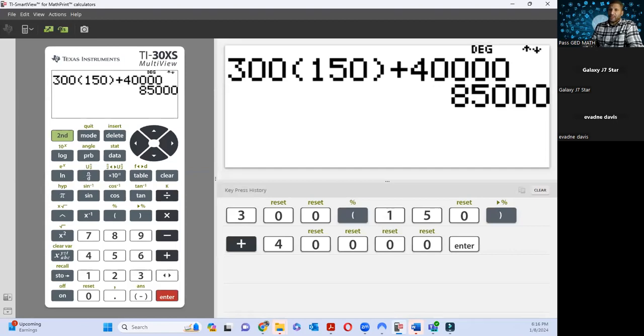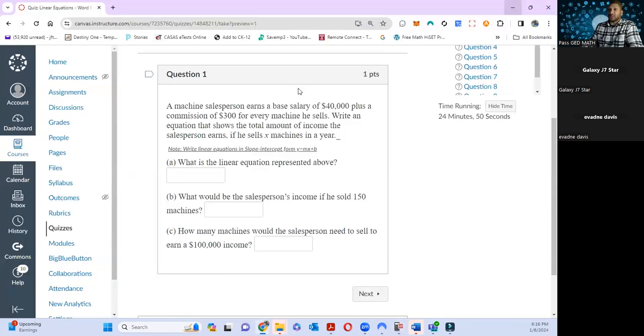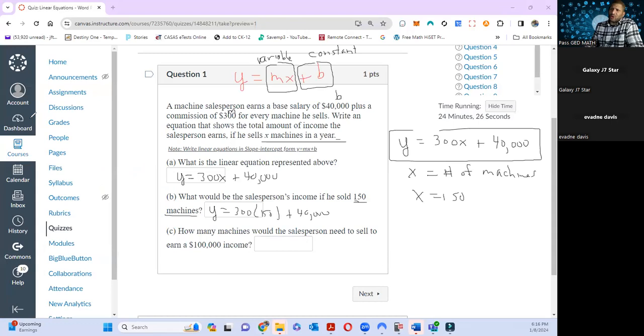Okay, but the important thing for you to know is to identify what's changing and what's not changing. What's not changing is your constant. What's variable, or changing, is going to be your slope. How many machines would the salesperson need to sell to earn 100,000? Again, one of these word problems. Oh my God, Mr. Tinsley, I don't know what to do.